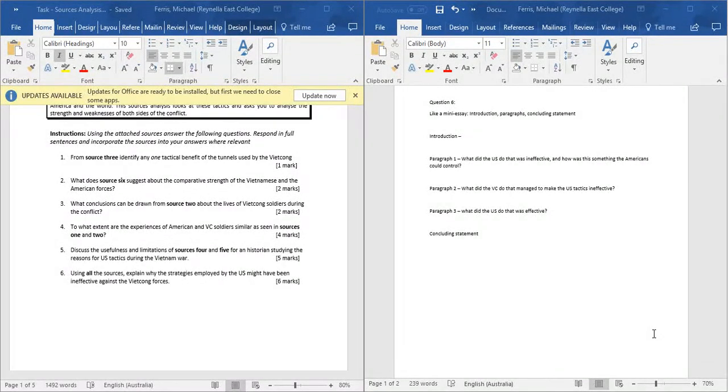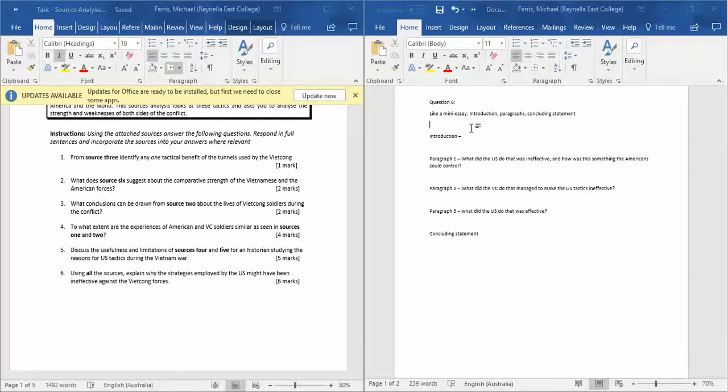It's the one that you should be spending the most time on. And it really should, as I've written up here on the Word document, be like a mini essay. So what I'm looking for you to have is an introductory statement, some paragraphs, and then a concluding statement as well. What you're asked to talk about is why the strategies employed by the US might have been ineffective.